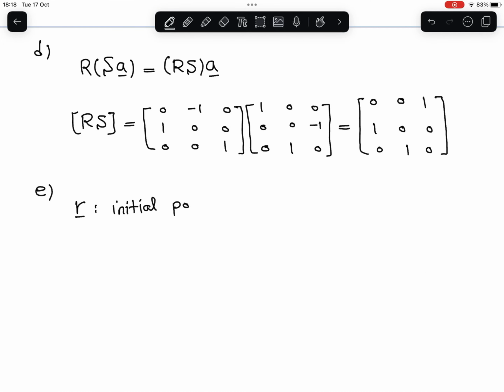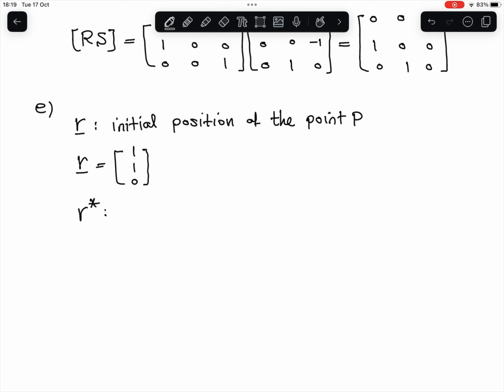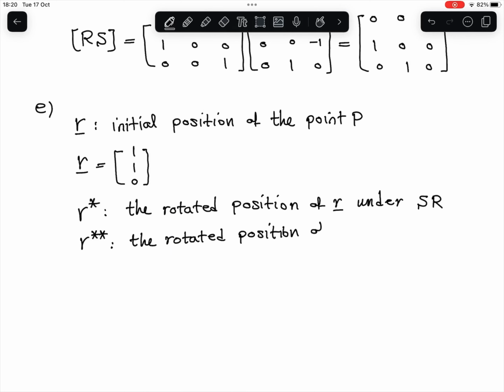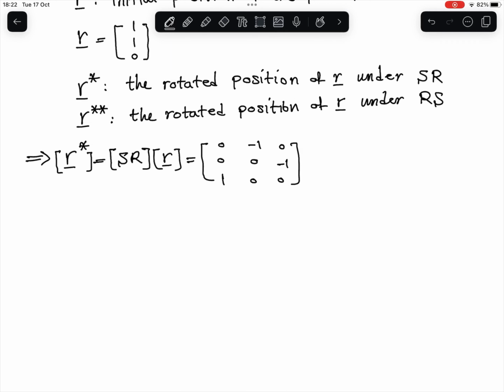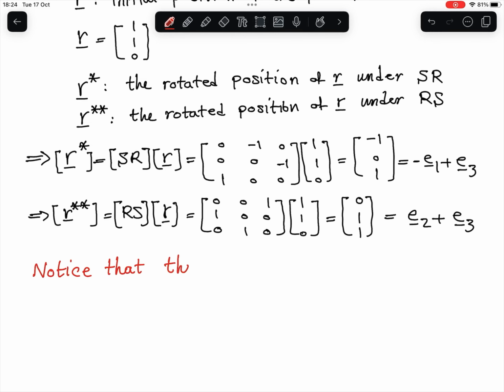Suppose r is the initial position vector of point P. r star is the rotated position vector of r under SR, and r double star is the rotated position vector of r under RS. So we can obtain r star and r double star as follows. Notice that the results are different and the order of rotations is significant.